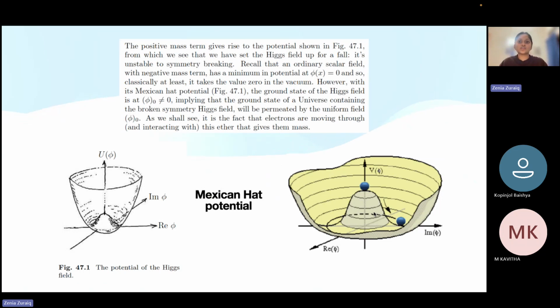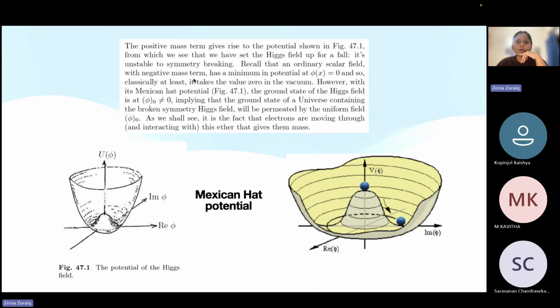So you can see the positive mass term gives rise to the potential shown here, from which we will see that the Higgs field is unstable to symmetry breaking. For an ordinary scalar field with a negative mass term, the ground state will be phi equal to 0. But with this Mexican hat potential, the ground state is not phi equal to 0, implying that the ground state of a universe containing the broken symmetry Higgs field will be permeated by a uniform field phi of 0. And this field's quantum is what we call the Higgs boson.